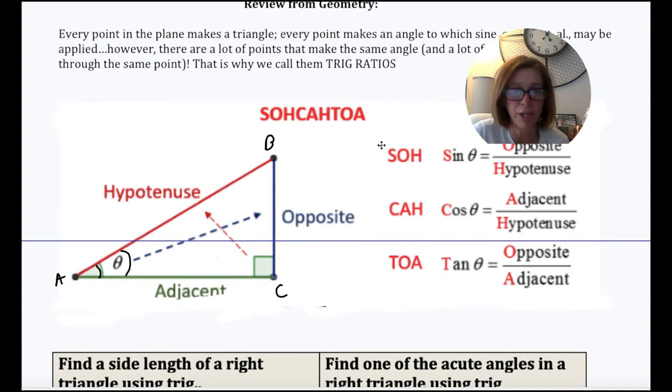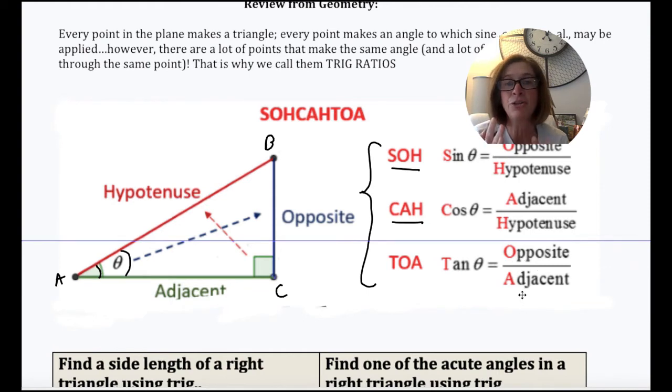And these are the trig ratios that allow us to find an angle given a ratio. So sine of the angle is the opposite over the hypotenuse, so that's our SOH. Cosine of the angle is equal to the adjacent over the hypotenuse. And tangent of the angle is the opposite over the adjacent. You should have learned this in geometry. If you did not, let me know, and I can make sure that you have a unit on just the basics of right triangle trig, because this is review.